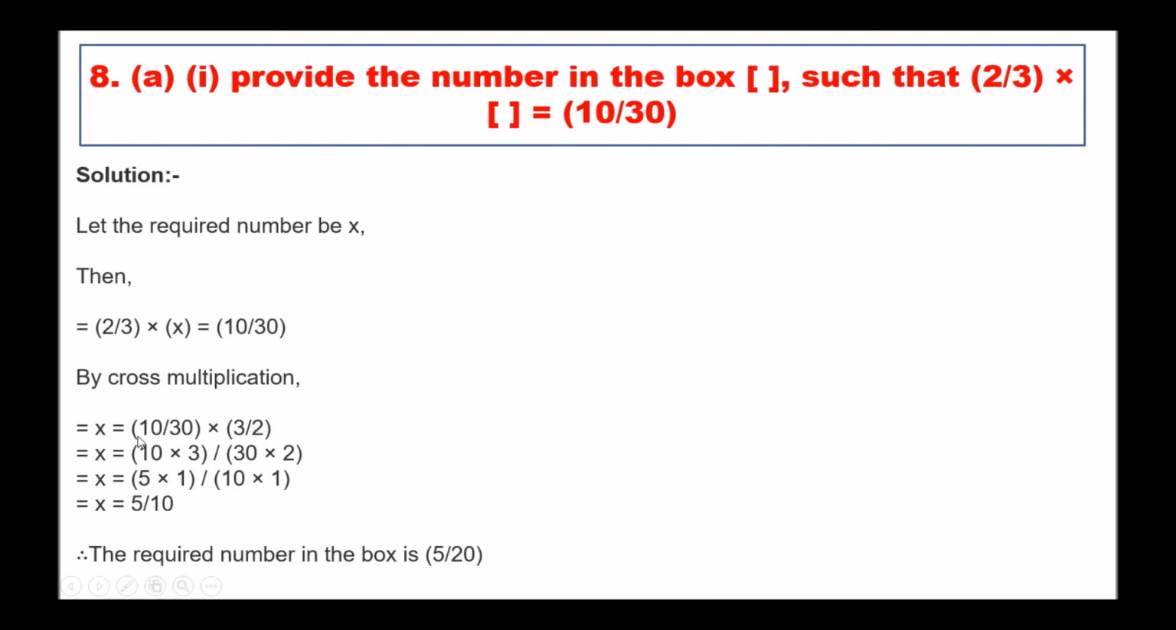Now we will multiply the numerators, that is 10 into 3, and 30 into 2. We can cut 10 and 2, so it will become 5 and 1. 3 and 30 also we can cut. So 5 into 1, that is 5, and 10 into 1, that is 10. So x equals 5 upon 10. So the required number in the box is 5 upon 10.